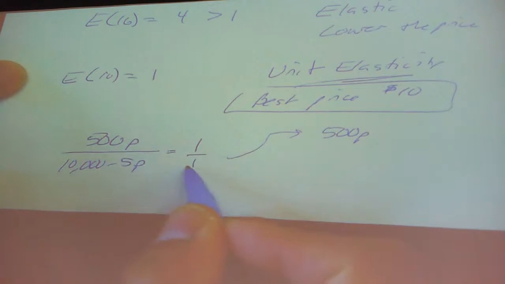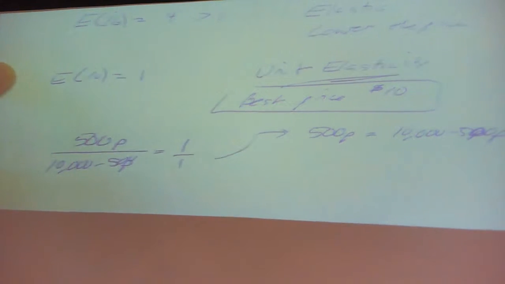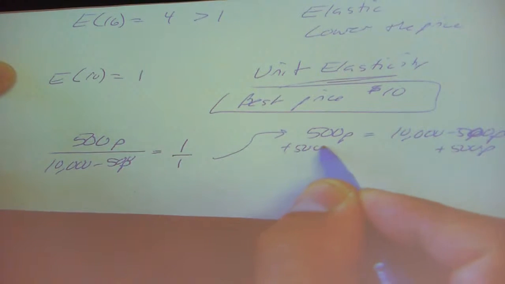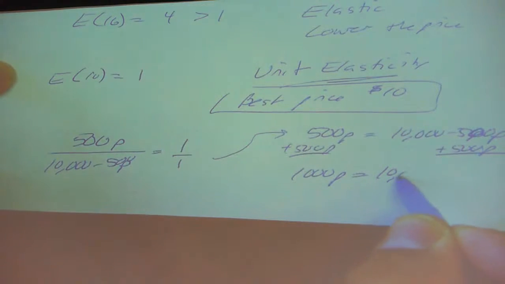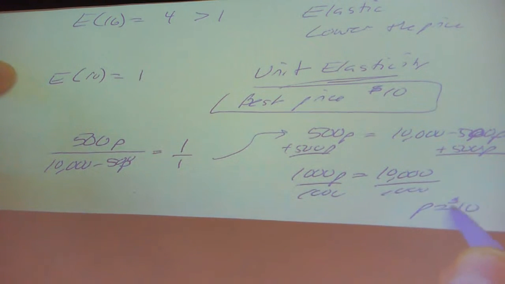500p times 1 is 500p. 10,000 minus 5p times 1 is 10,000 minus 5p. 500p, I did it again. 500p, thank you. And then how do you solve? Add 500p, add 500p. 1,000p equals 10,000. Divide by 1,000, divide by 1,000. The best price is $10.